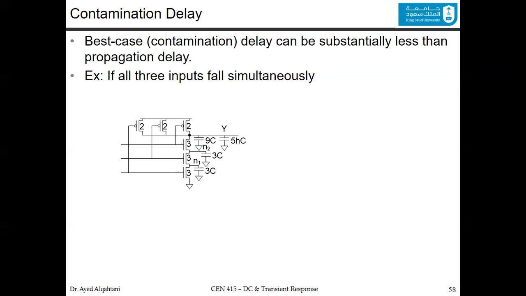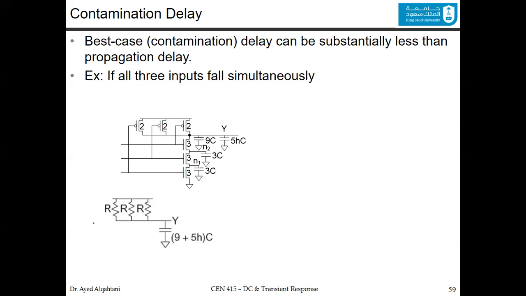The best case rising delay for this circuit is when all the paths are connected to the supply, meaning that this is on, this is on, and this is on, all three of them are on, and this is off, this is off, and this is off. We don't have to consider this 3C. We only consider the 9C plus 5HC. Not only this, you have three paths to choose from, and it's actually charging much quicker than if you have only one path.